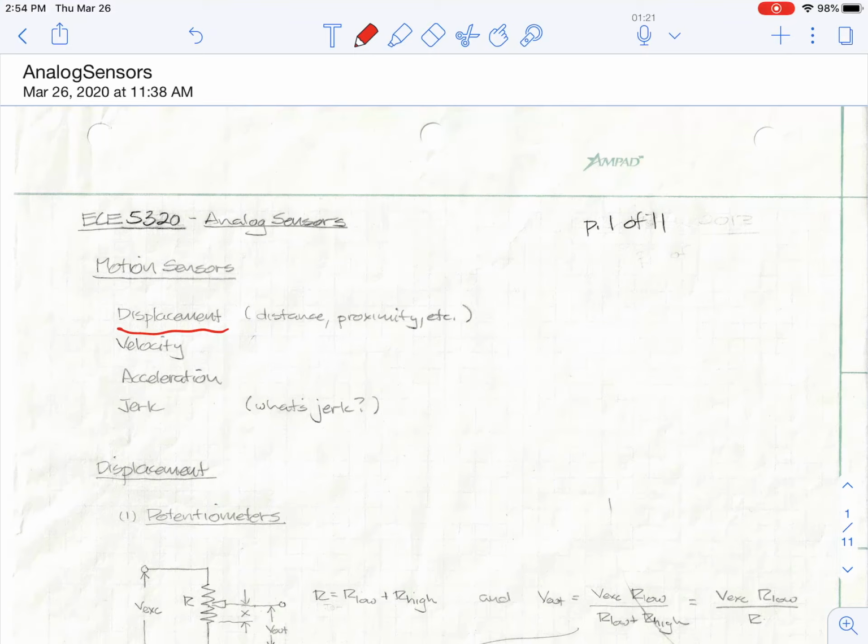We'll eventually talk about velocity and acceleration, and we'll mention jerk. You ask what's jerk, but jerk is the higher order derivative. So you've got acceleration as being the second derivative, and then you have higher order derivatives, and all of these higher order derivatives are grouped in what's called jerk.